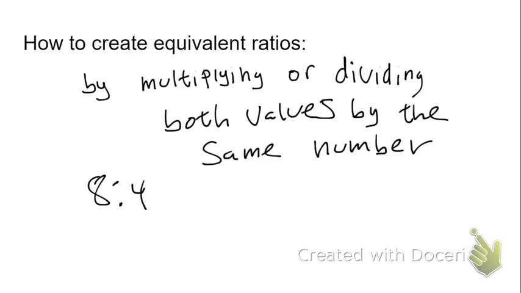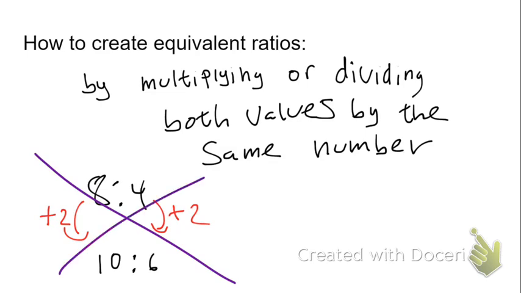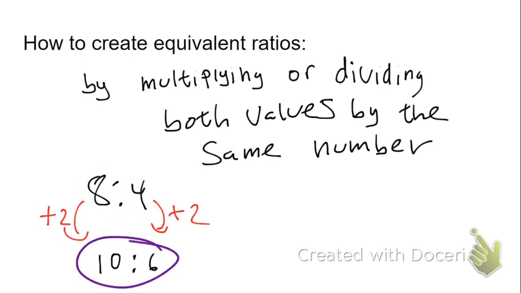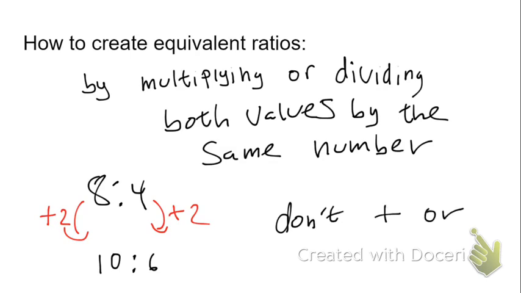One thing a lot of students mess up in the past is they'll say, oh, how about I add the same number to both of them? And I get 10 to 6. That does not work. That's not going to create an equivalent ratio. Because here, remember, 4 is half of 8, right? But 6 is not half of 10. So make sure you don't add or subtract. That's a big no.